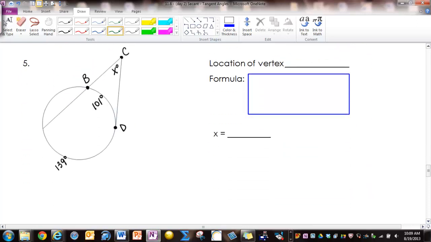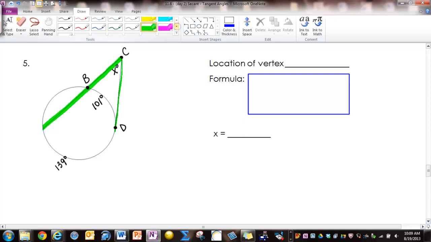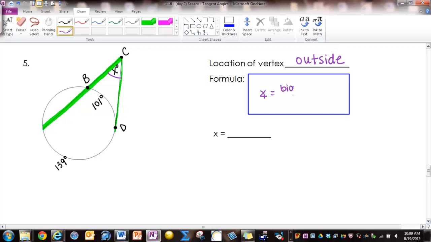Going on to question 5. In question 5, we have a secant and a tangent forming our angle. When that happens, our angle is going to be outside the circle. And the formula when the angle is outside the circle is angle equals big arc minus little arc divided by 2.